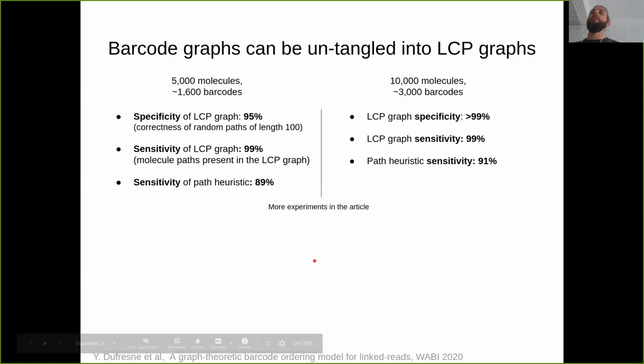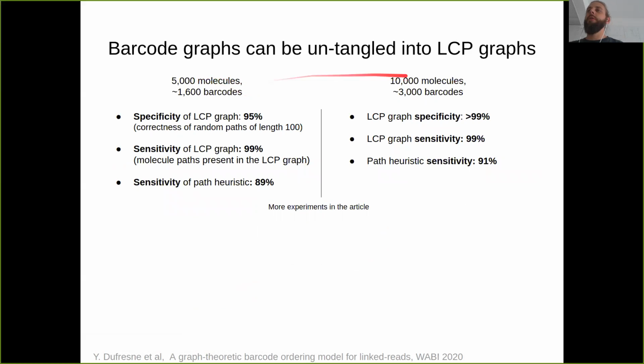Here are two experiments that we did. We have more experiments in the article, but these two are the two most difficult ones that we presented in the article. One with 5,000 molecules, the other with 10,000 molecules that are merged with around three molecules in each barcode on average.